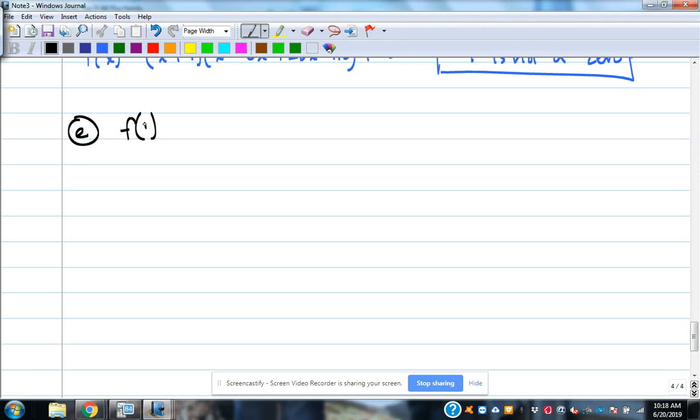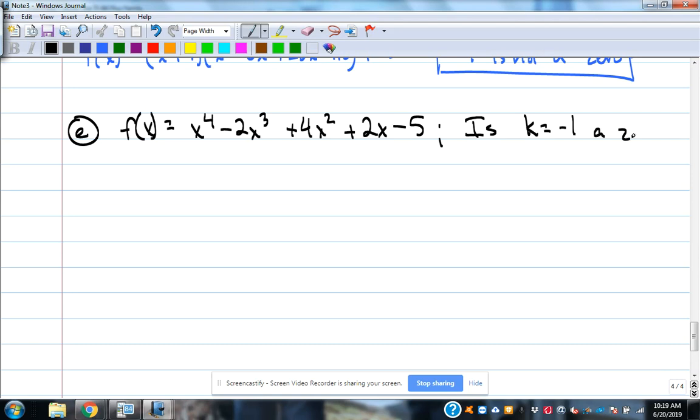Let's take another polynomial. f of x is equal to x to the 4th minus 2x cubed plus 4x squared plus 2x minus 5. Is k equals negative 1 a 0? The other question that asks you to do the same thing is, is x plus 1 a factor? Same question, same work. It's a different way of asking the question.